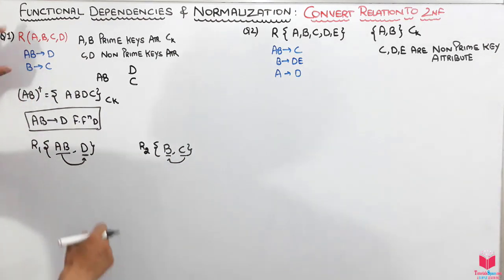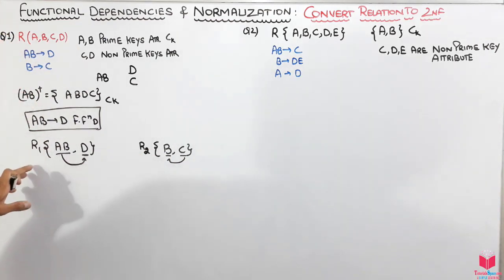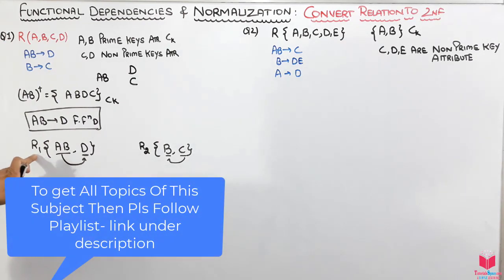That means this relation will be decomposed into two relations, that is R1 and R2. On that basis, they satisfy the definition of second NF form.